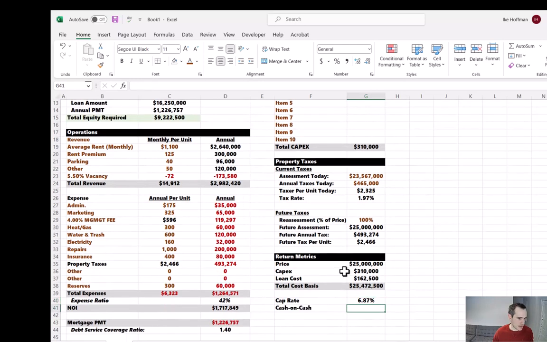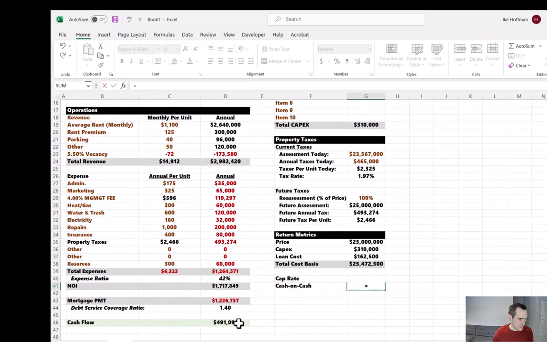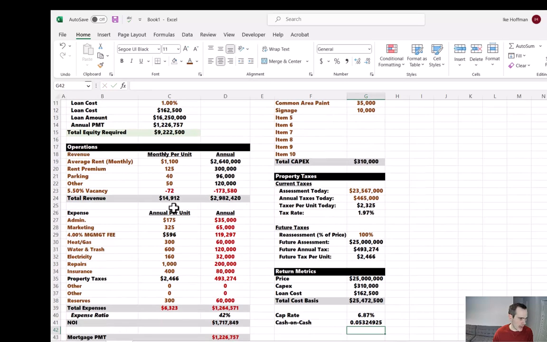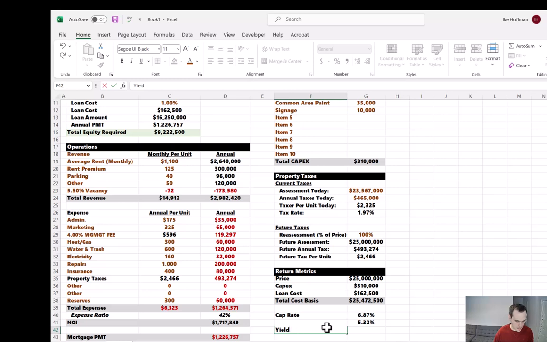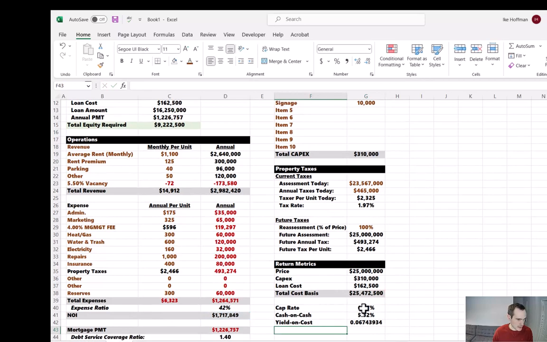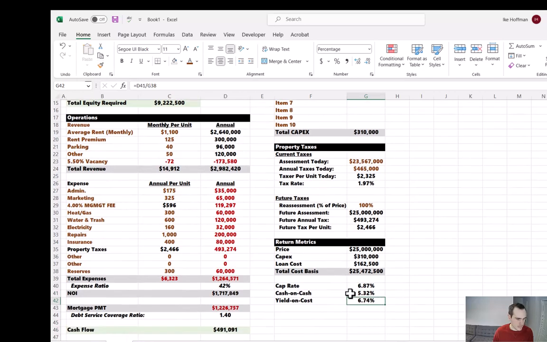The cash on cash return will take the cash flow after the mortgage payment and divide it by how much equity you have in the deal. And then finally, the yield on cost takes the projected NOI divided by the total cost basis. These are very important metrics, so we'll highlight them green to stand out.